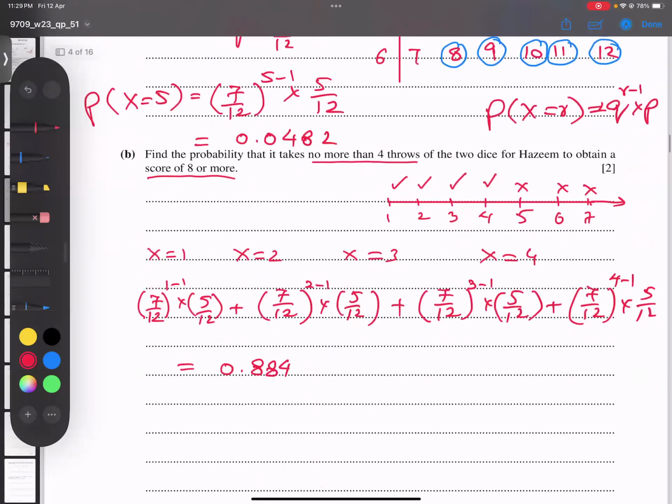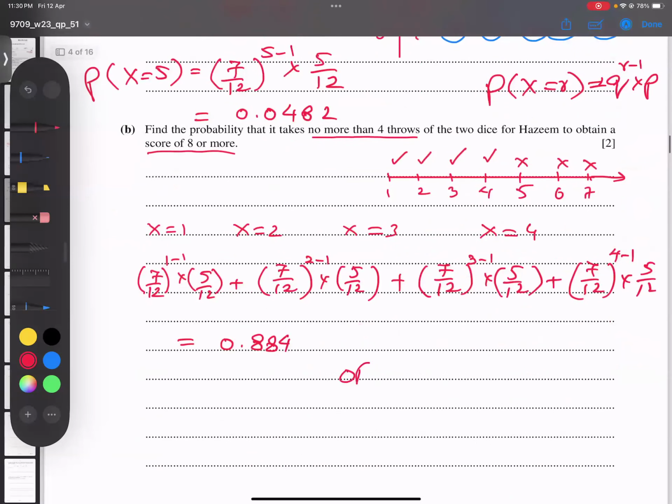0.884. But we have another shortcut technique. I'm writing here, or, what is the formula? Whenever we have numbers, for example, more than 4, we have one formula. Student, what is the formula? Probability x is bigger than r is equal to q to power r.